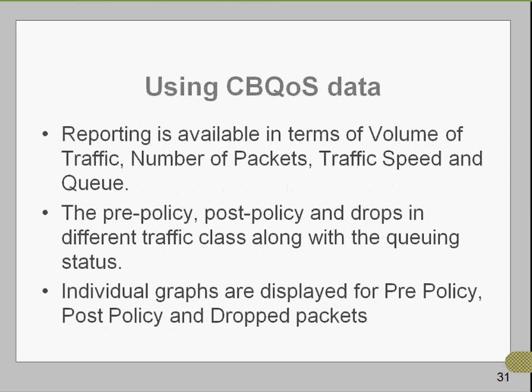Reporting should be available in terms of volume of traffic, the number of packets, traffic speed and queue. Pre- and post-policy drops, along with different traffic classes, along with queuing status, are very important, and we should be able to have graphs to show our pre-policy and post-policy dropped packets, as well as monitor the classes and the actual applications within them.